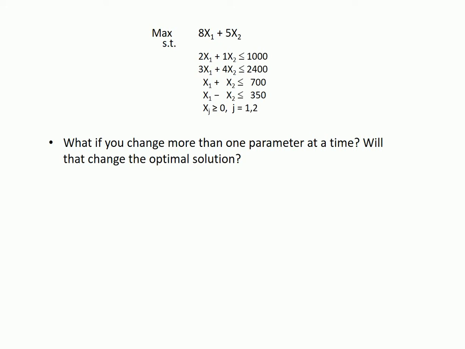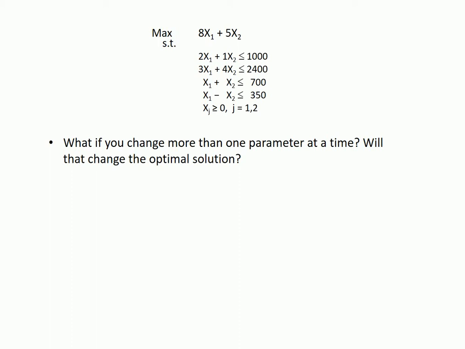The sensitivity report in Excel is helpful in understanding the sensitivity analysis, but it has one major restriction. It only applies when there's one change of parameter at a time. But in practice, there are many cases where you want to change more than one parameter at a time. For example, in this example, maybe there are changes in this number 8 and number 5 at the same time. How can we know if the current solution remains optimal or not?